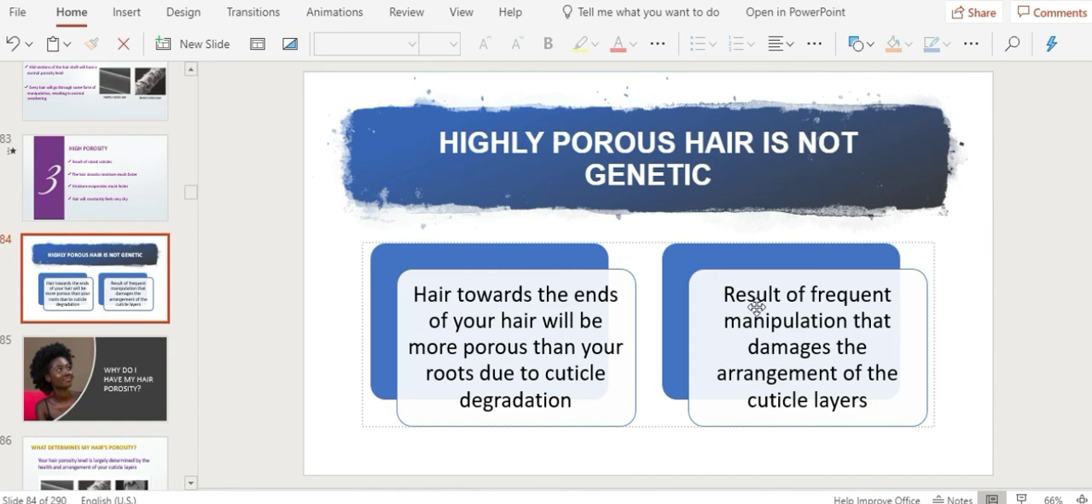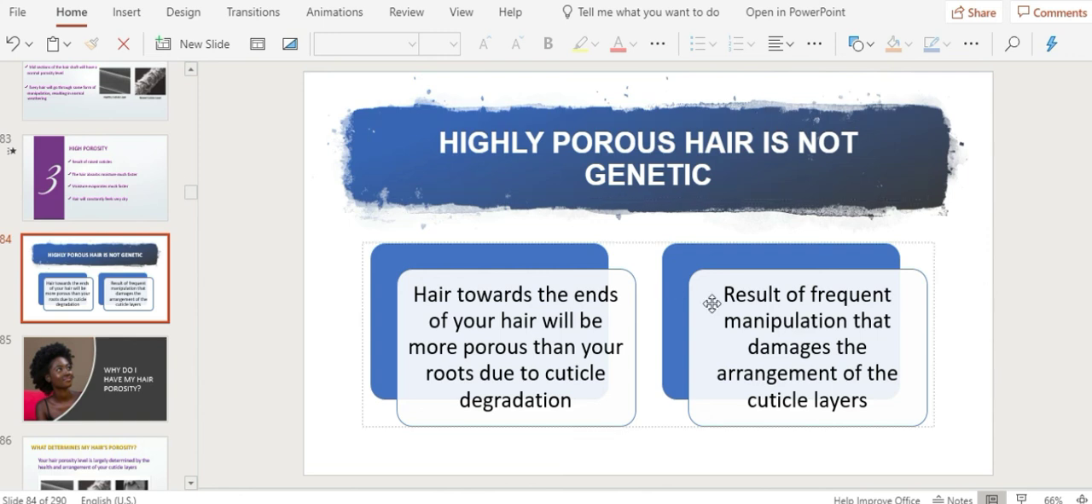So in module number 2, I talked about the fact that you always need to keep the ends of your hair trimmed, because if your ends feel dry, sometimes it'll feel like your entire hair is dry or unhealthy. So hair towards the ends of your hair will be more porous than hair closer to your roots, and that's because of cuticle degradation. Remember, I spoke about cuticle degradation in module 2. That's when your cuticles pretty much lose their scales bit by bit and are not as healthy as hair closer to your roots. And that's a result of frequent manipulation that damages the arrangement of the cuticle layers.